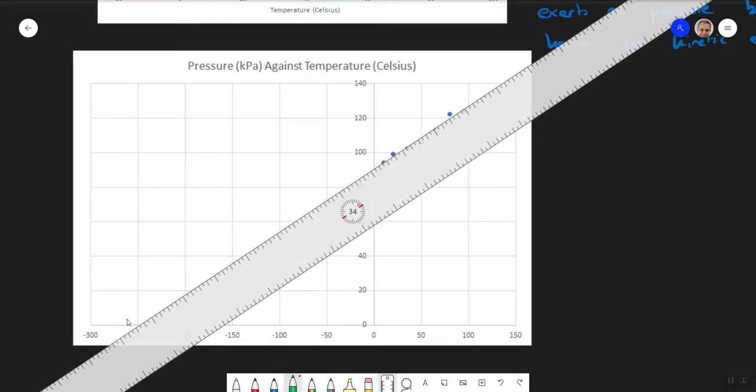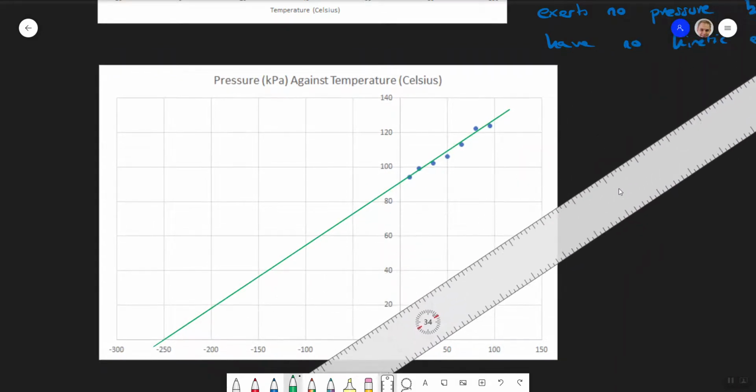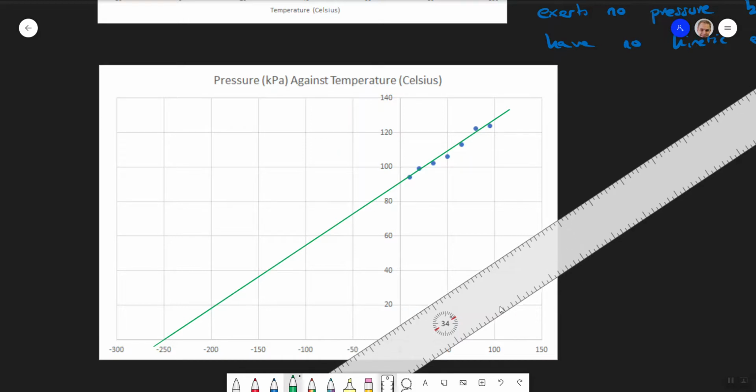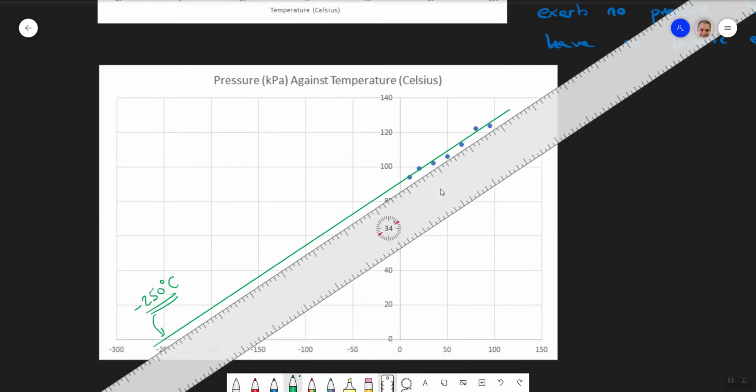Let's go with a green pen. See if we feel okay about it. Ooh, did not mean to do that. Yeah, that's okay. What we find is that, let's take our ruler away, we find that we're predicting somewhere in the region of minus 250 degrees Celsius that there is some form of temperature at which this gas would exert no pressure. Now, because there's scatter, there's uncertainty.